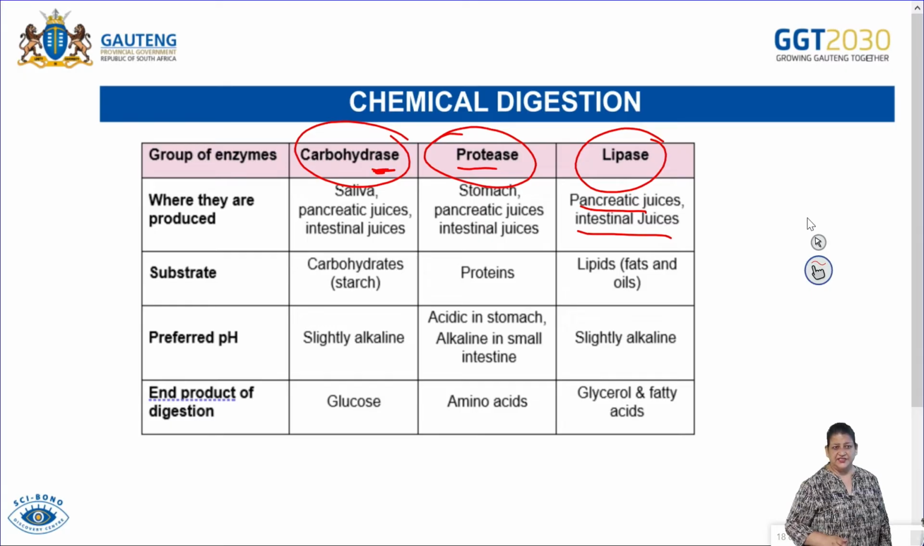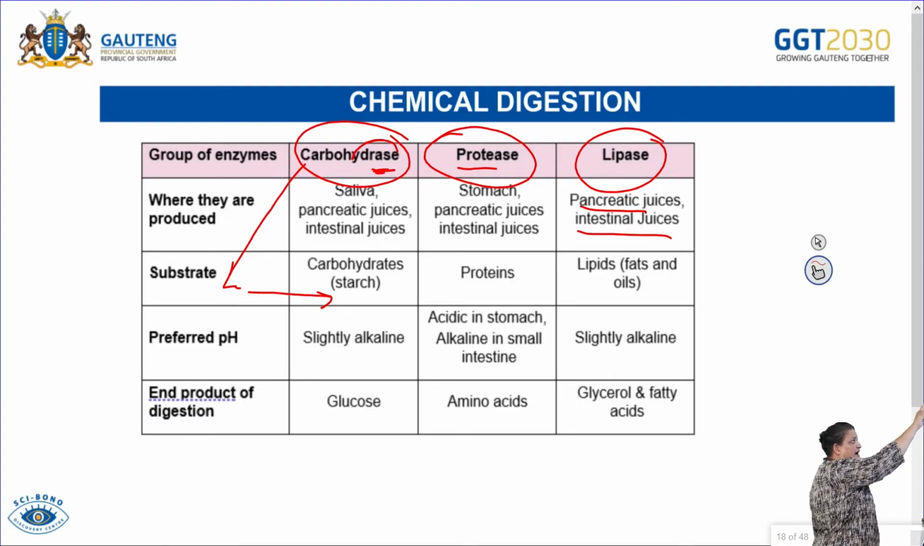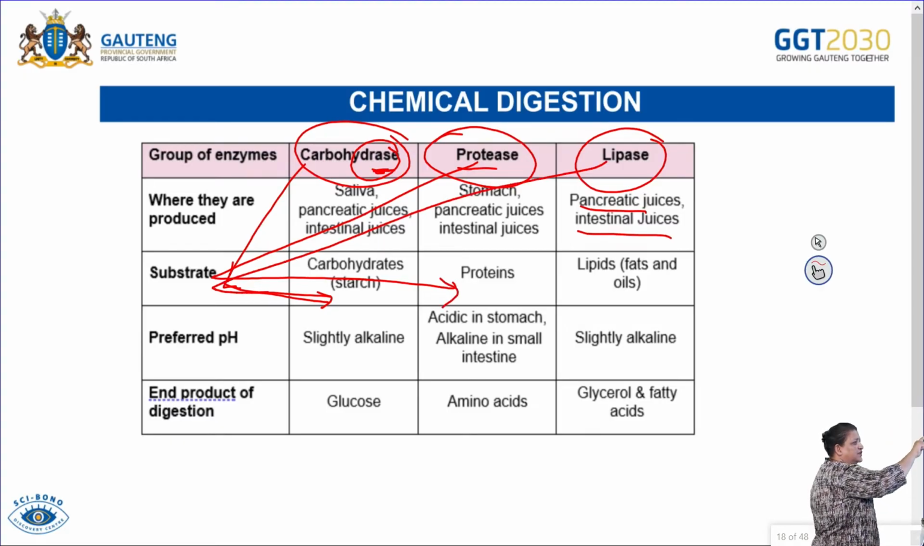But carbohydrates are broken down where? Carbohydrates are broken down in the mouth, not in the stomach, and they continue to be broken down in your intestine. Right. So remember, carbohydrase works on the substrate called carbohydrates. Proteases work on the substrate called proteins. Lipase works on the substrate called lipids.